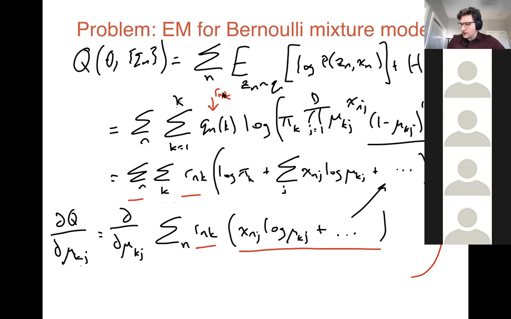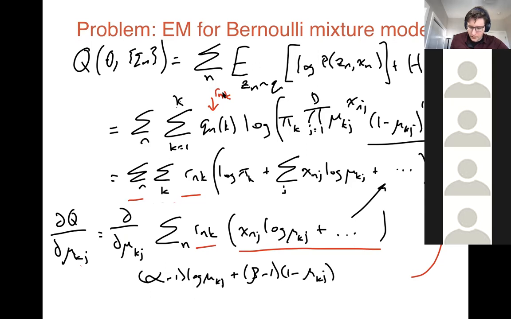Okay, and just to finish this up, we have our prior, which is going to give us a term that looks something like alpha minus 1 times log mu kj plus beta minus 1 times log of 1 minus mu kj.